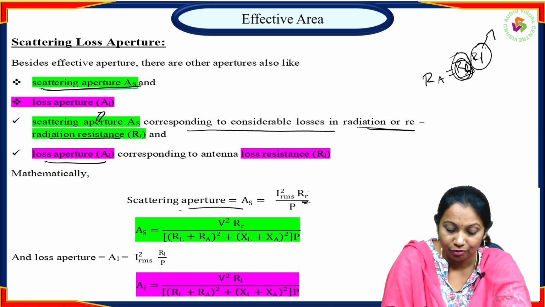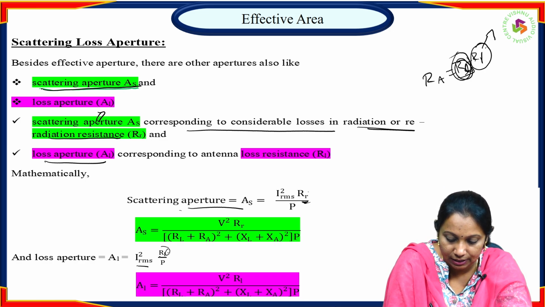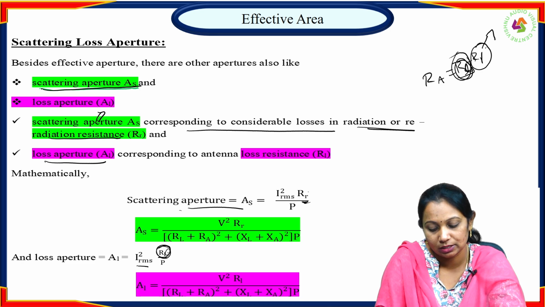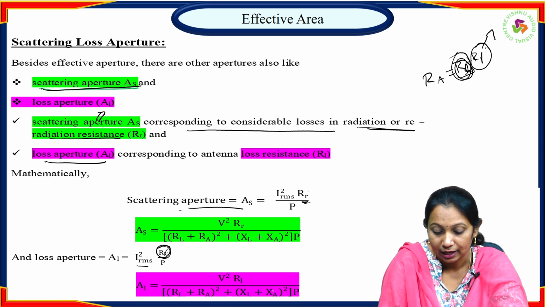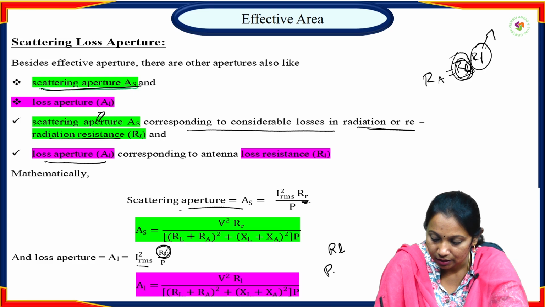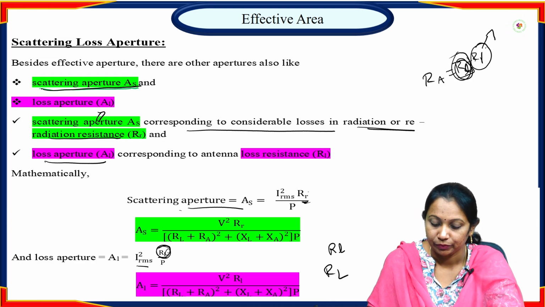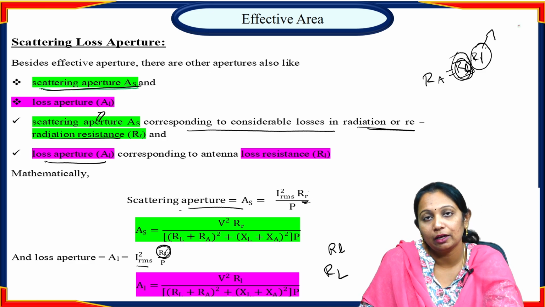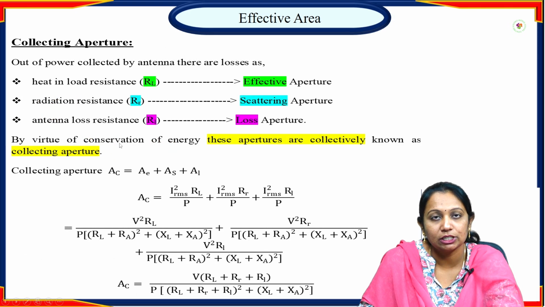In the same way, for the loss aperture also it is I square RMS, and this parameter represents the loss resistance. So we can write it as V square RL by RL plus RA whole square plus XL plus XA whole square. Here this RL represents the loss resistance, and this one represents the load resistance. That difference should be there. Then by combining all these apertures, we call it the collecting aperture.